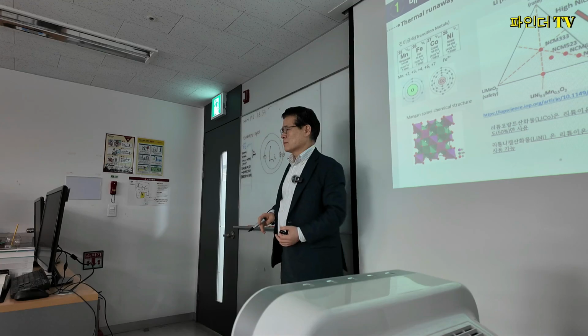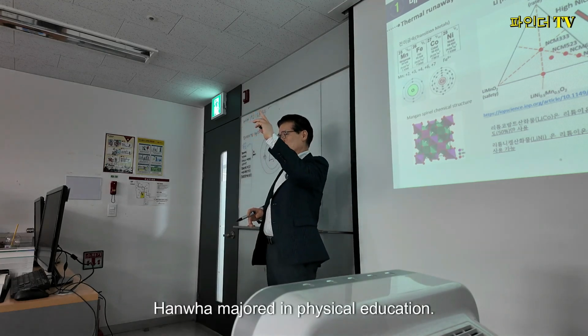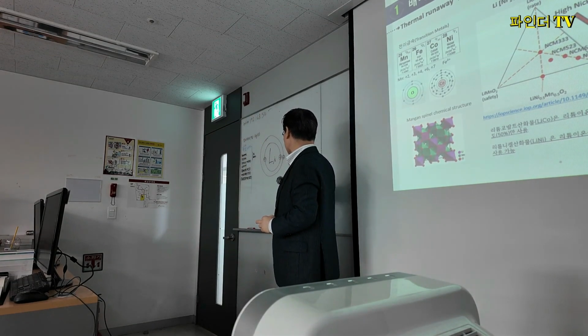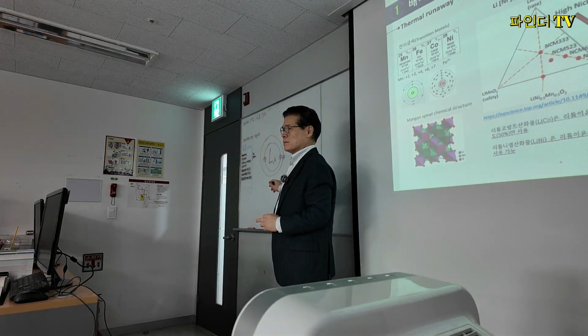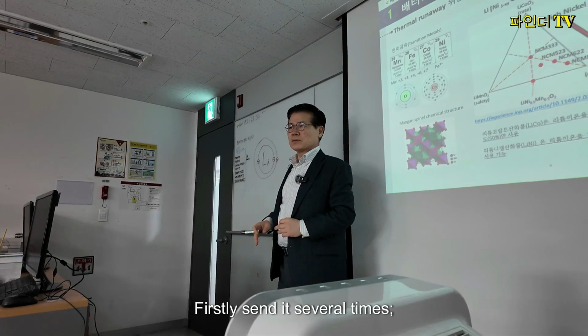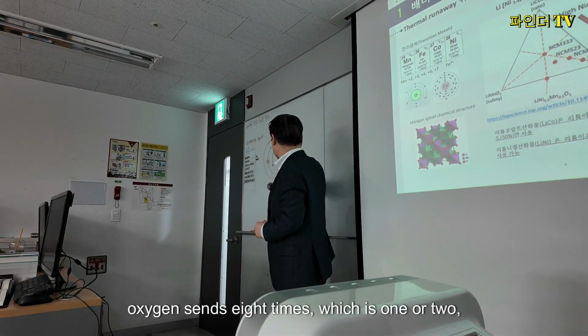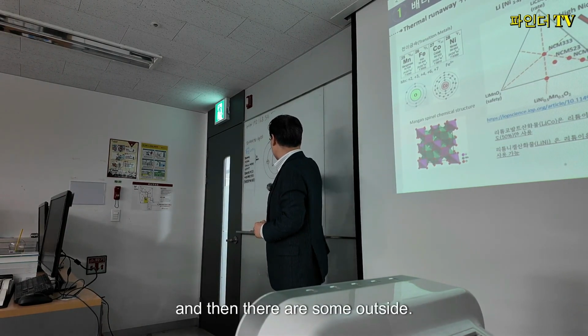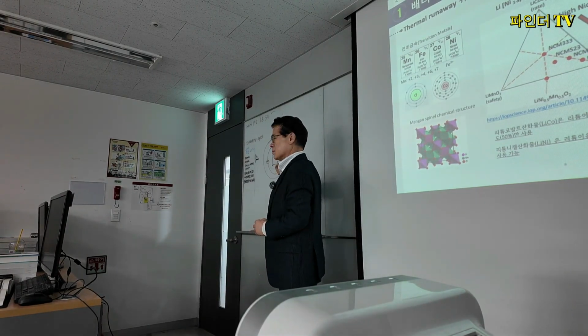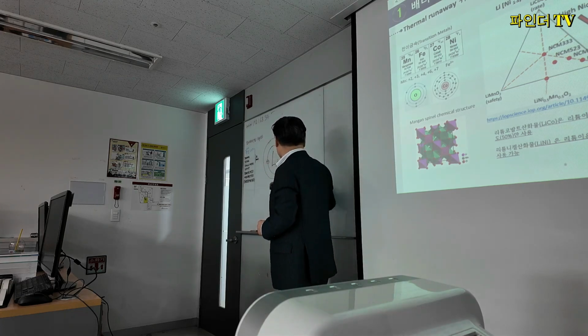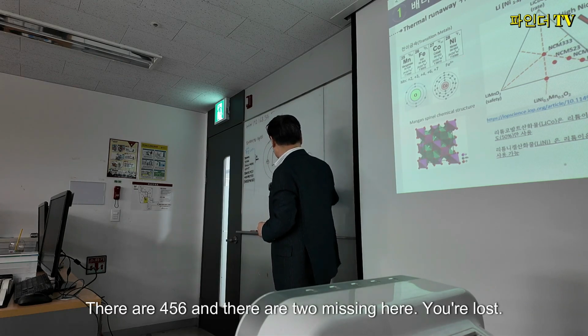Well, our team. And then oxygen. What about oxygen? The atomic number of oxygen is 8, which is 1, 2 in the first shell, and then there are some outside. 8 minus 2 is 6, correct? Then 1, 2, 3, 4, 5, 6, and there are 2 missing here.